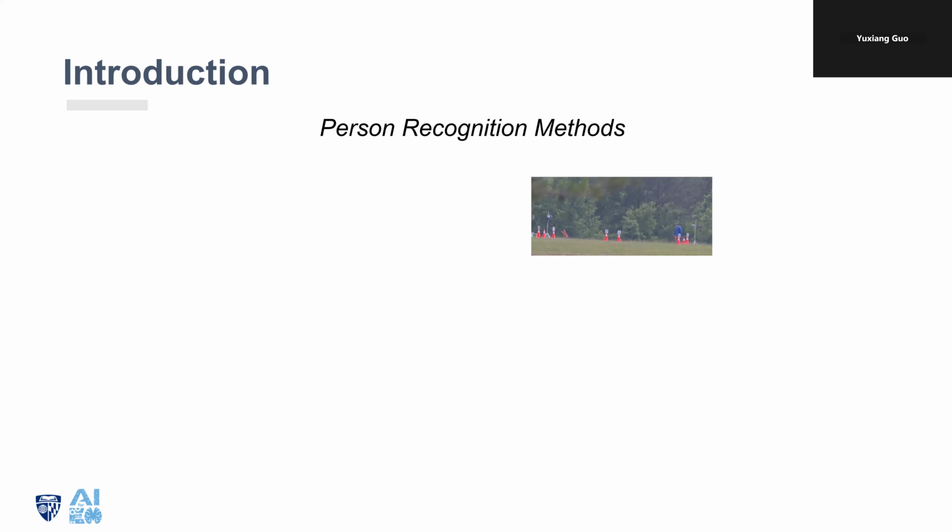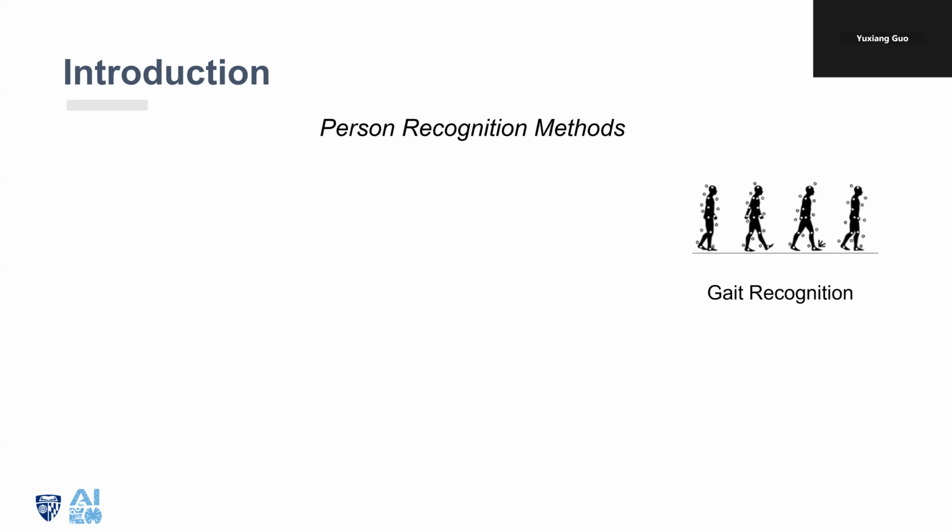Due to the long distance, the person size is really small and there is atmospheric turbulence. Also, the person may change clothes, which makes the appearance-based method less reliable. Therefore, we transfer to the temporal-based method, namely gait recognition. Gait recognition assumes that different people have different walking patterns. Therefore, we could use this kind of pattern to recognize a person.